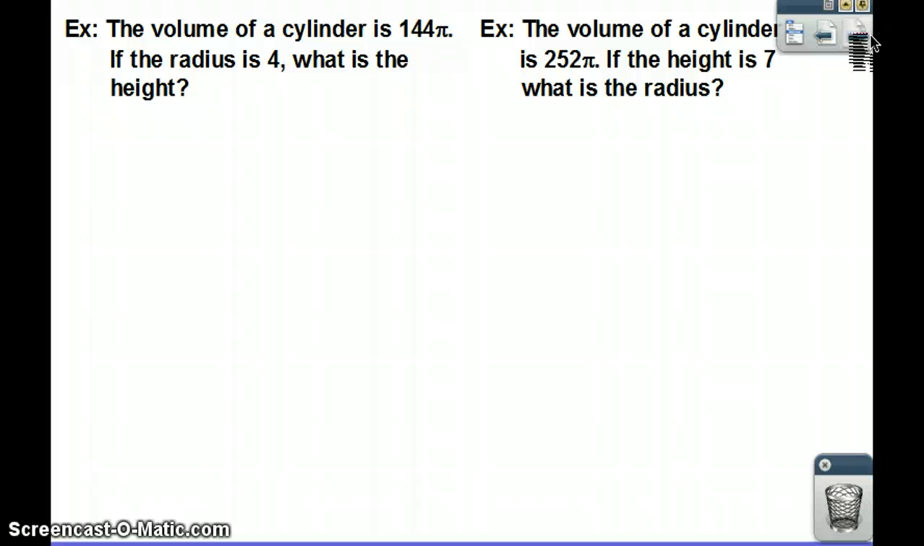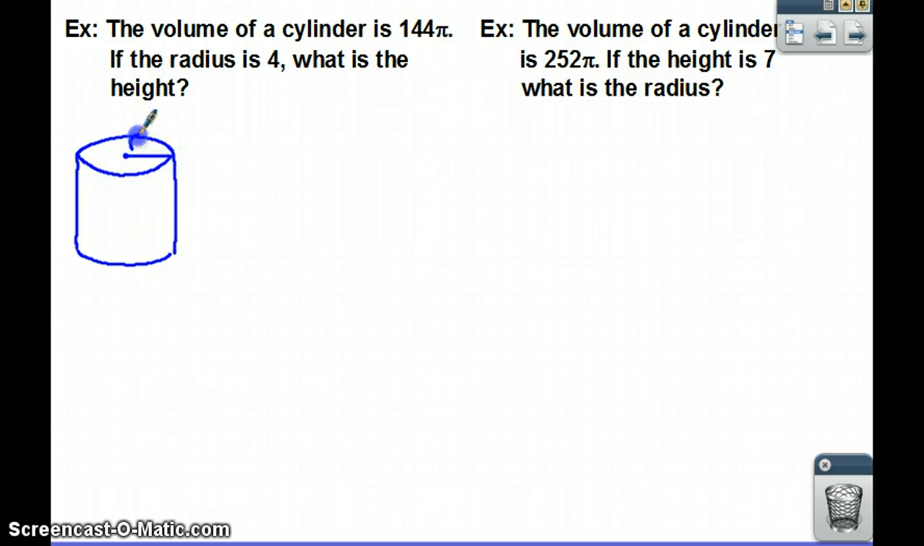Now, just like we did with lateral area and surface area, anytime we're given the volume or we're given the lateral area or the surface area, what we want to do first is write down the formula. I'm going to go ahead and draw a picture for the people who are picture people in here. The radius is 4, and we're trying to find the height. Well, volume is area of the base times the height. So let's plug everything we know into this equation. The volume is 144 pi.